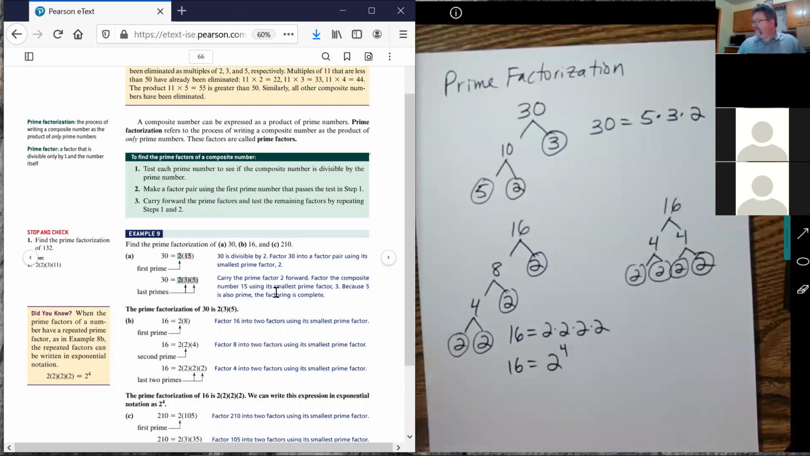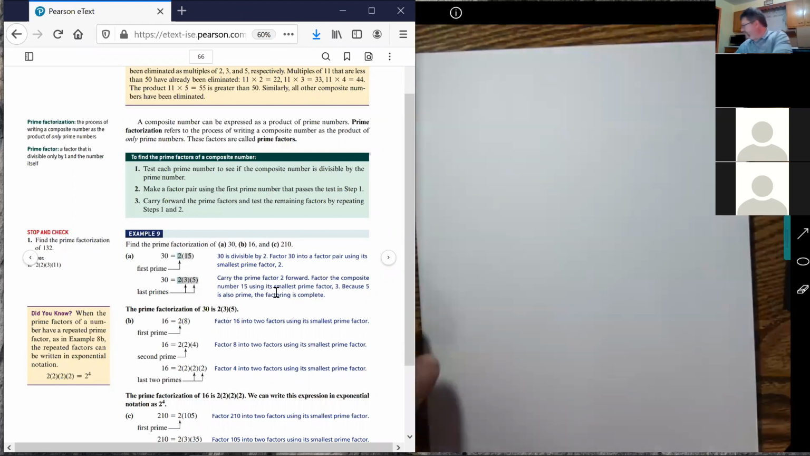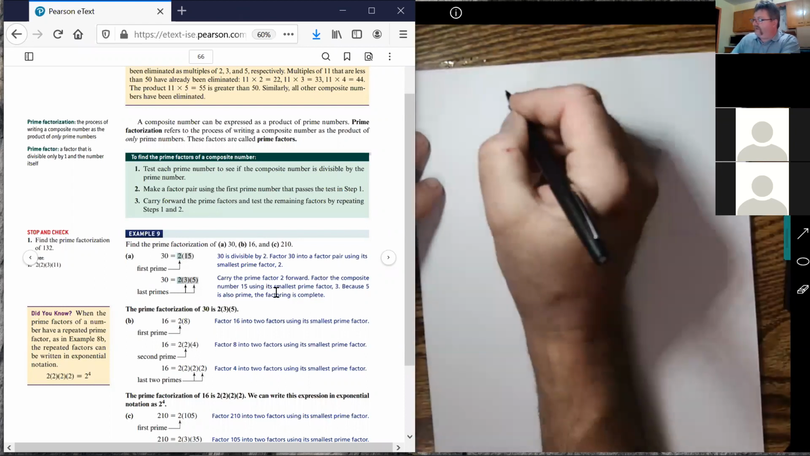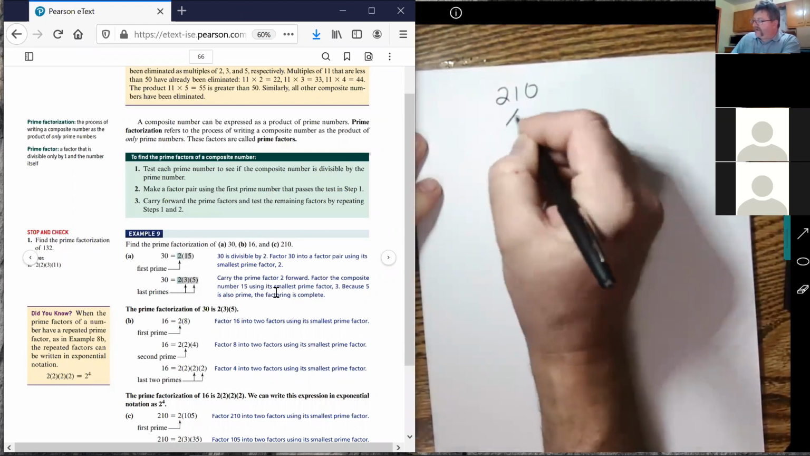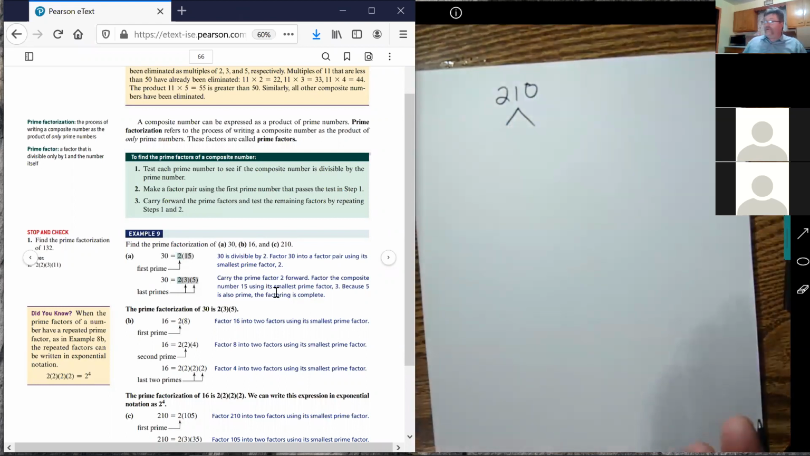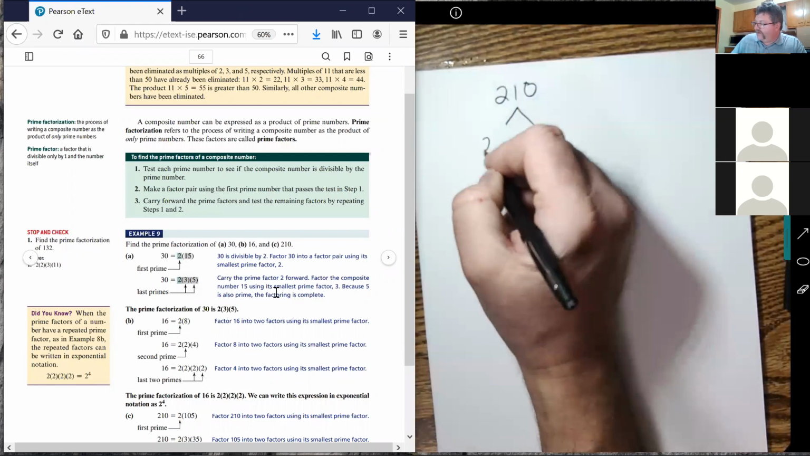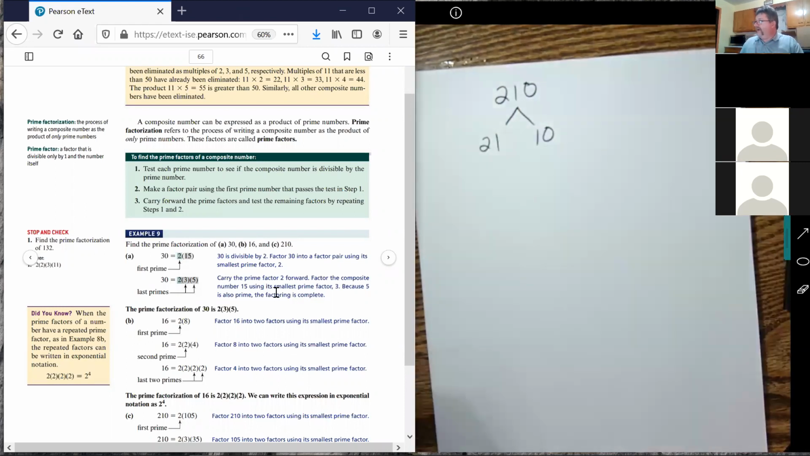All right, 210 now, this next example. That's a little bit bigger, of course. So we might have to stop and think for a second, but the fact that we got a 0 at the end there, we can divide by 10. So that greatly simplifies things. So that would be a 21 times 10. And now it's much, much easier, of course.